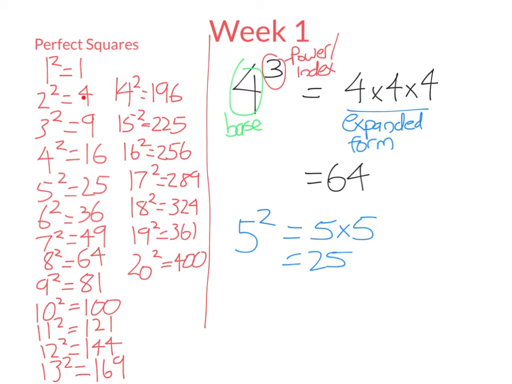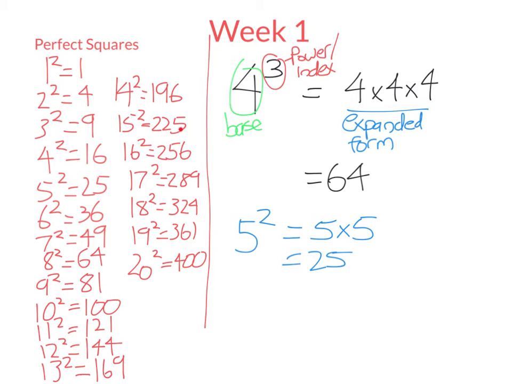So these are the first 20 perfect squares from 1 to 400. All of these are perfect squares because they can be written as a number multiplied by itself. So 196 is a perfect square. It can be written as 14 times 14. Any number not on this list is not a perfect square. For example, you'll see 20 is not on this list. There is no whole number you can multiply by itself to get 20. That's why 20 is not a perfect square.